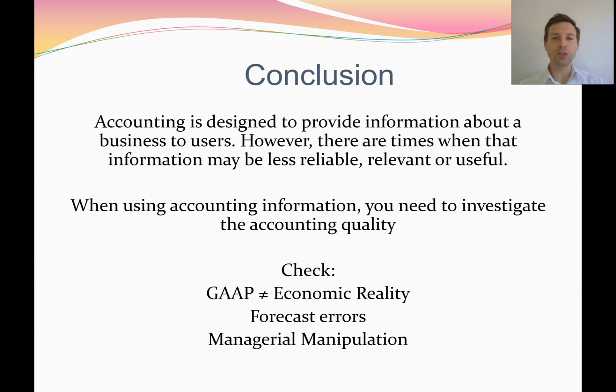So in conclusion, accounting is designed to provide information about companies, and we're going to use that information to try and value the company. However, we need to be aware that there are certain areas which might lead to accounting information being misleading or biased. And those areas we looked at are when the accounting regulations do not equal economic reality, when companies have forecast errors, and when managers have incentives to deliberately bias the accounting information that they release. So we need to be able to investigate a company's accounting before we know if we can trust it.